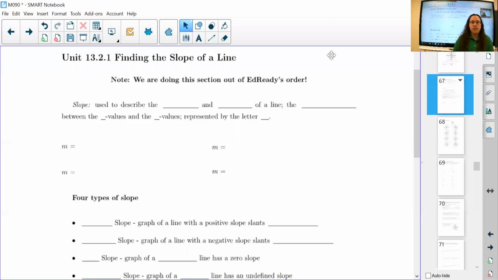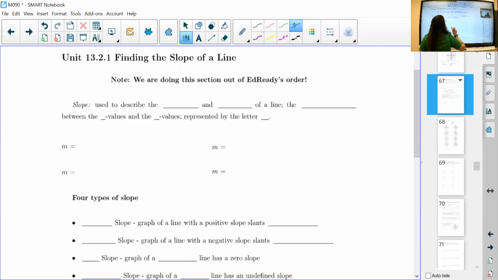Page 67, finding the slope of a line. Notice we are doing this out of Ed Ready's order, so don't just go through the normal Ed Ready topics in the normal way, because we are going in a different order than they do. So slope, what's the slope?